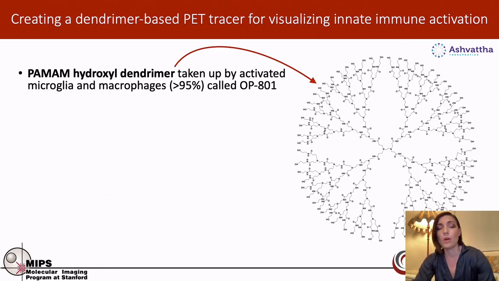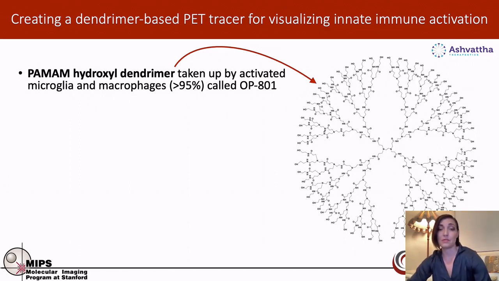And so why dendrimers? Well, instead of having to target a specific gene or protein receptor, OP801 and dendrimers like it are able to cross the blood-brain barrier in the presence of neuroinflammation and are specifically taken up by activated microglia and macrophages throughout the body and brain. And this has been shown in a number of different models.